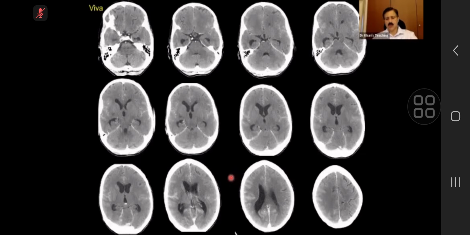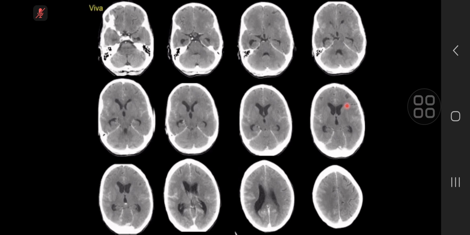What's happening here? Over to you. So there are multiple areas of high signal, high density within the sella side, bilaterally, and more prominent on the right, actually.